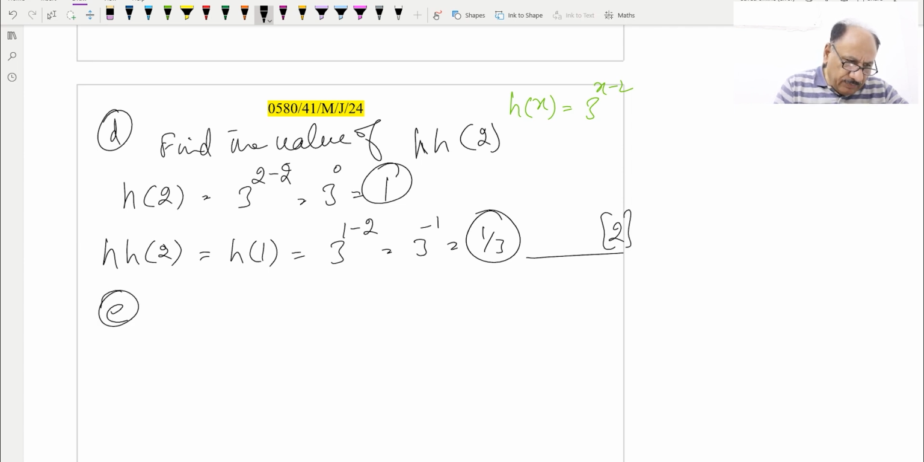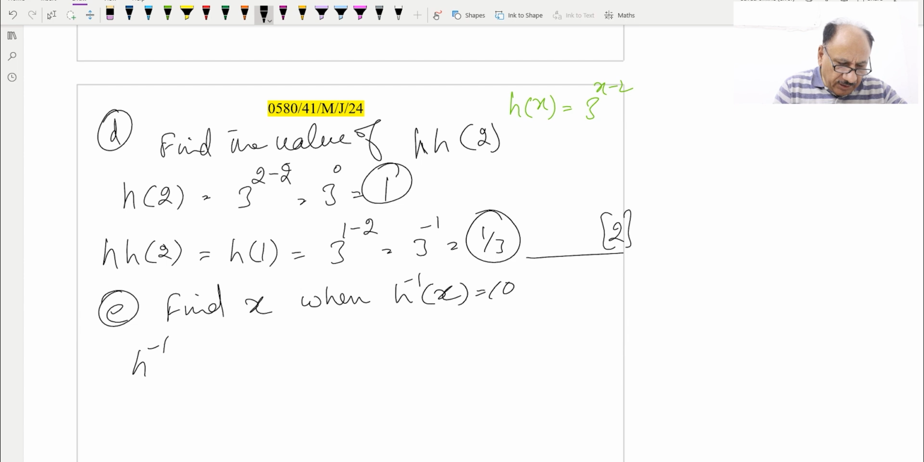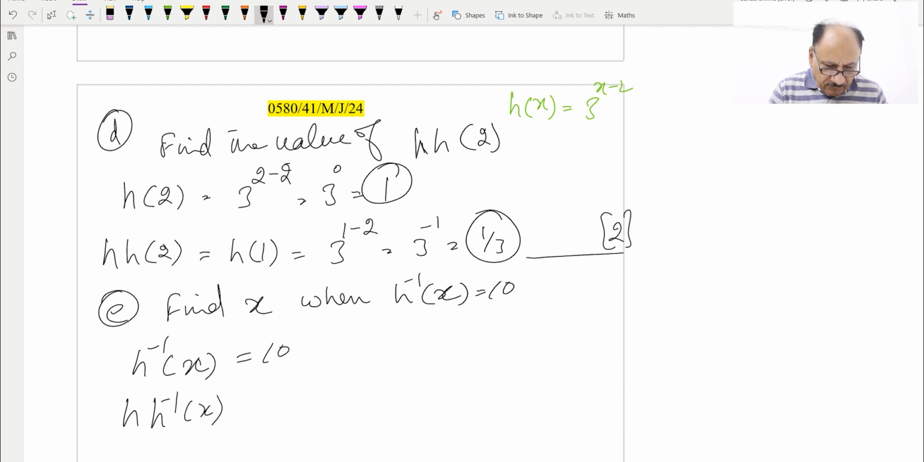Now the E part says find x when h inverse of x is equal to 10. So this one, h inverse of x we can write is equal to 10. Now h inverse of x will be equal to what? This will be h of 10.